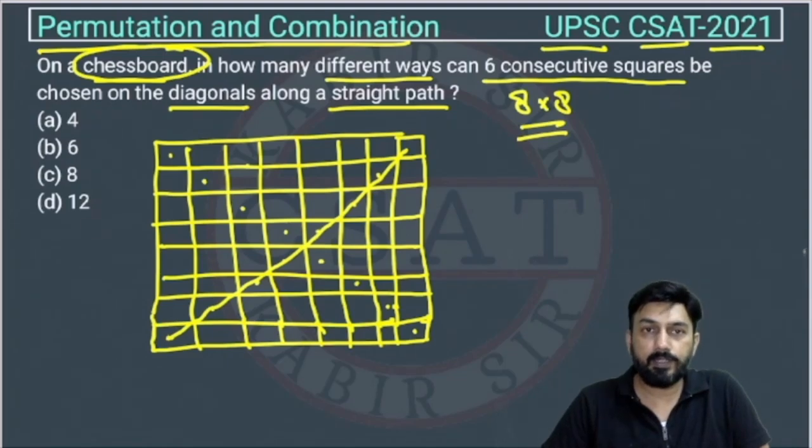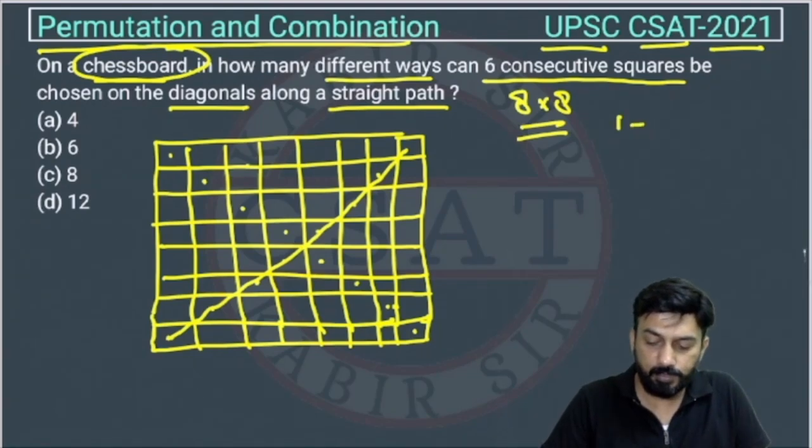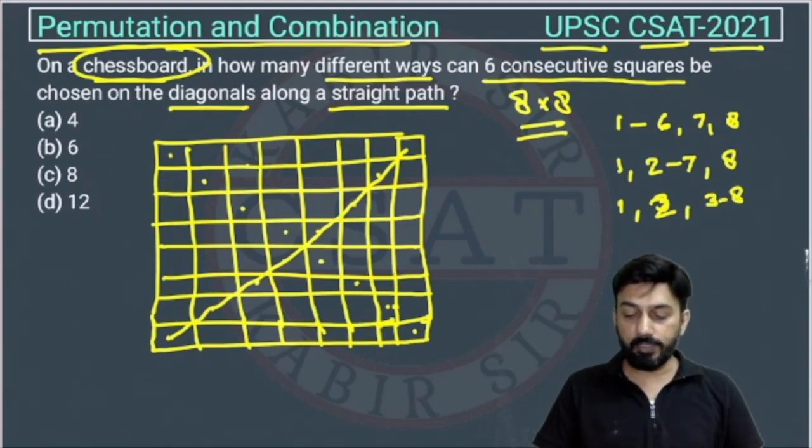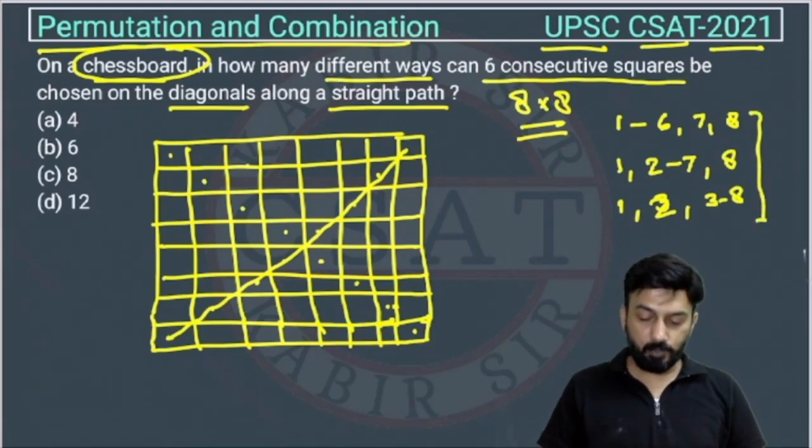Out of these 8 squares we have to select 6, and these 6 should be consecutive. So it could be from 1 to 6, then 7 and 8 are remaining. Or we leave 1, then it will be 2 to 7, and then 8 will remain. Or we don't choose the first and second, and choose from 3 to 8. So only these 3 possibilities exist, because we have to choose squares consecutively.